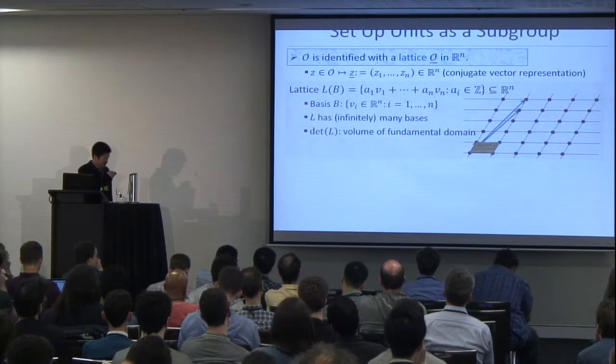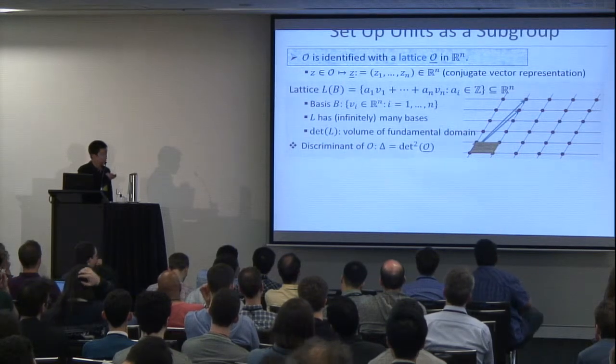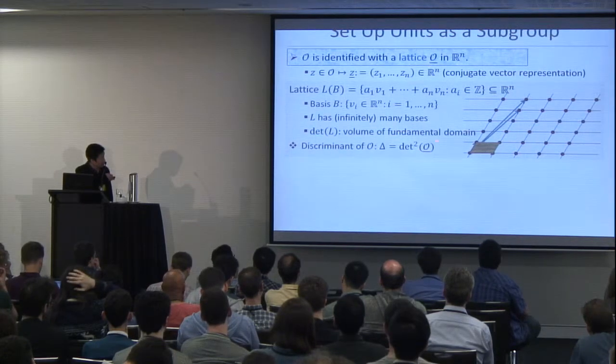And now I can also tell you how the discriminant is defined. It's just the determinant of this lattice O underline squared.